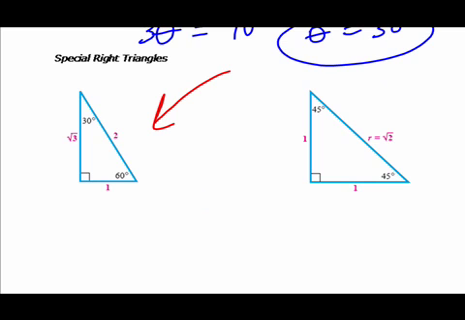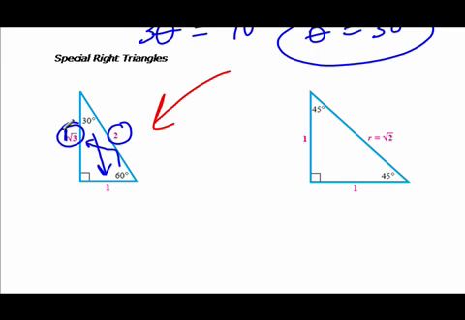They're just showing you that if the hypotenuse was 2, the side across from the 30 is half of that, and the side across from the 60 will always be the short side. In this case, it's 1 times the square root of 3, which would just be the square root of 3. So that's only work with 30 degrees. Only 30, 60, 90 triangles.